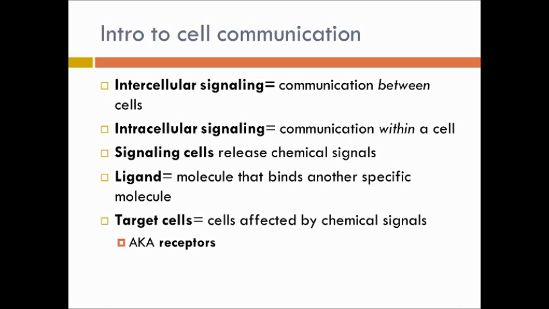Signaling cells will release chemical signals to target cells that are affected by these chemical signals. Signaling cells are generally termed ligands, so they're a molecule that binds another specific molecule, and it sends a signal to a target cell, also known as a receptor, which will be affected by the signal sent by the ligand.